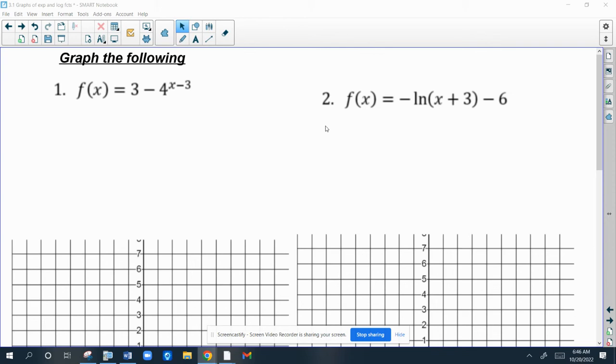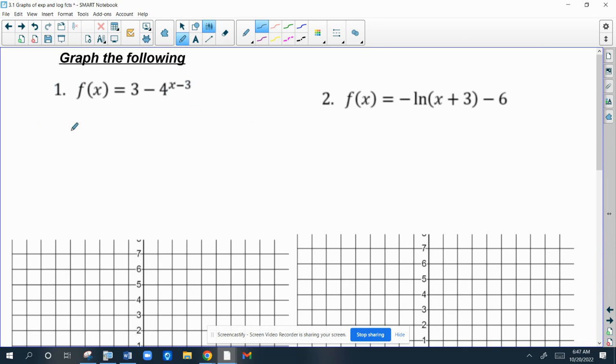So we're going to graph these two functions. One's an exponential function and one is a logarithmic function, and we're going to use shifts and transformations. So, question number one, it's an exponential function because you can see x is in an exponent.